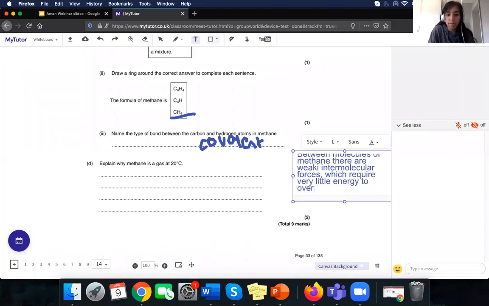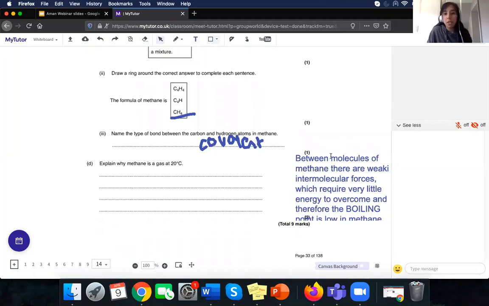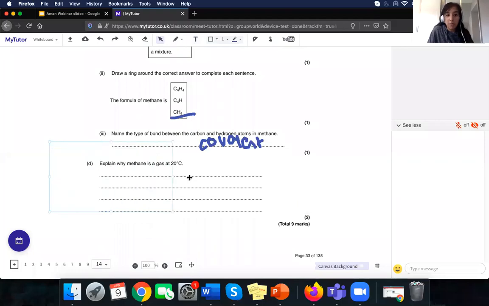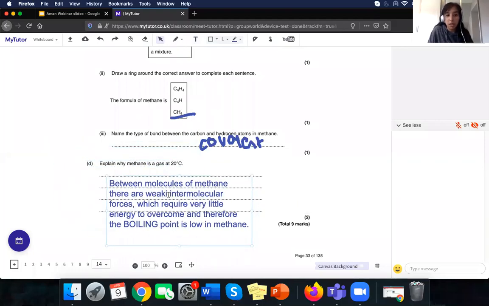to overcome, and therefore the boiling point, remember, for something to become a gas, it has to boil, not the melting point. The boiling point is low in methane, right? So just remember, in these questions, often it's really easy to say melting or boiling. Make sure you use the right one, depending on whether something's a solid, a liquid, or a gas.